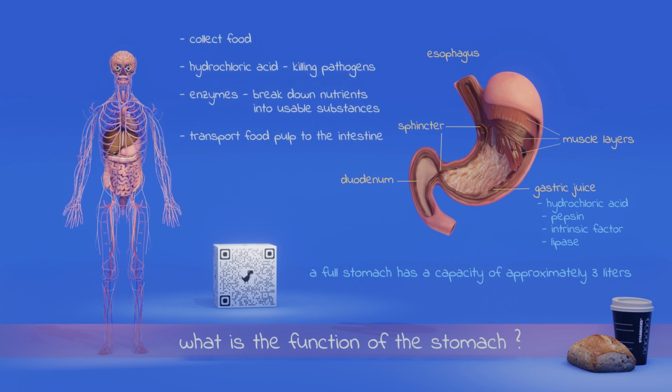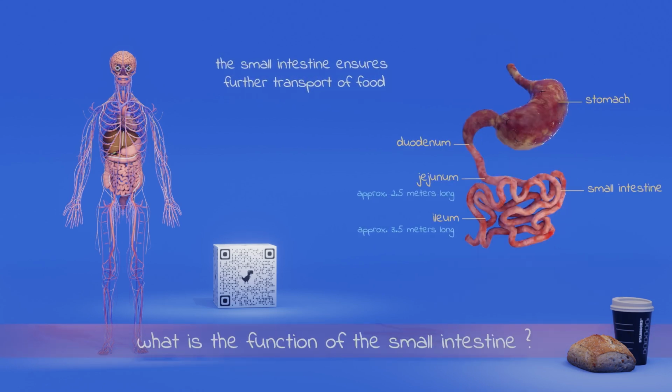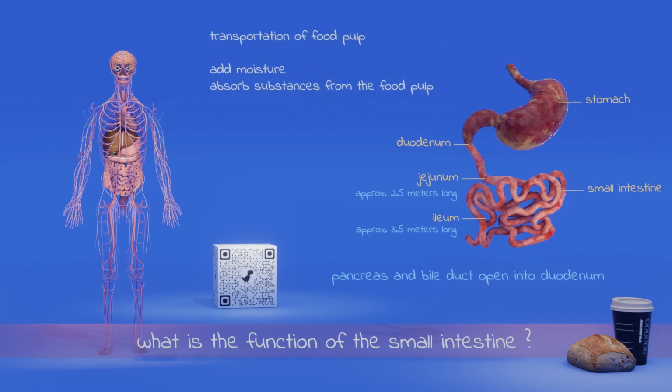In addition to enzymes, hydrochloric acid, and mucus, the stomach also contains the substance intrinsic factor. This ensures that vitamin B12 can be extracted from the food. So all the substances in the stomach have been added to digest food. The food pulp then ends up in the small intestine. More digestive enzymes are added from the pancreas, such as lipase and amylase. The enzymes ensure the breakdown of carbohydrates, fats, and proteins. Bile from the gallbladder is also added to the small intestine.